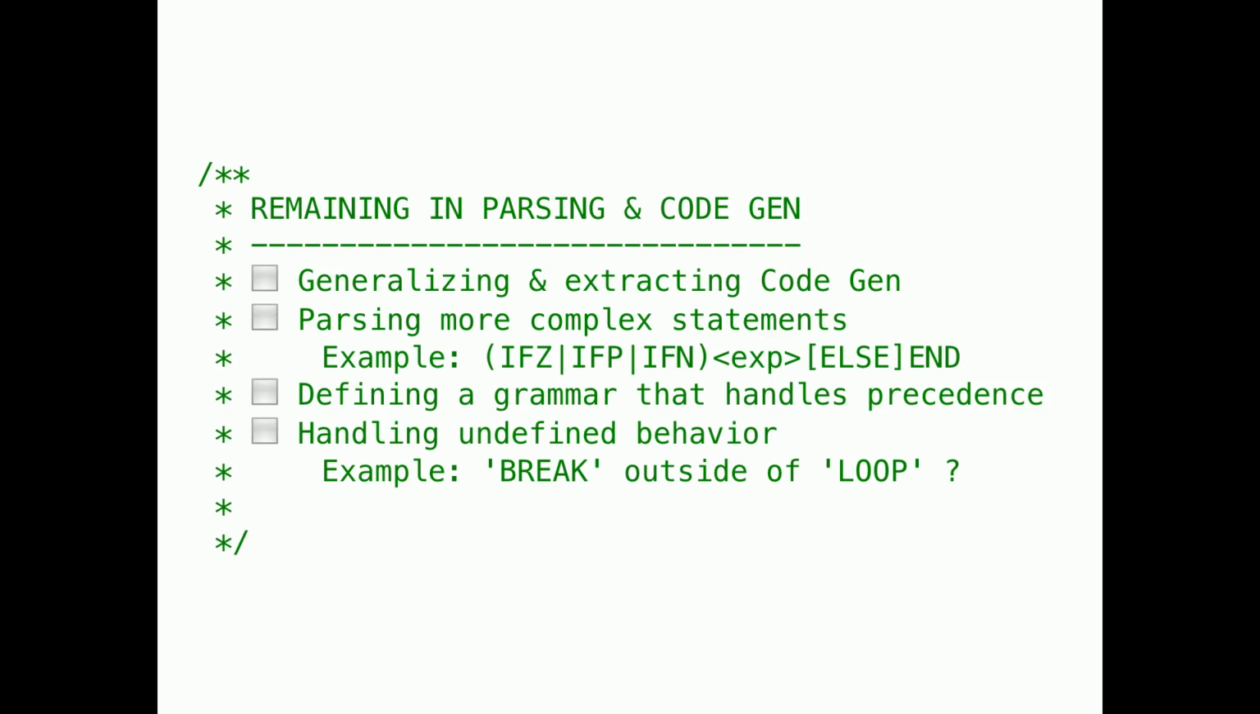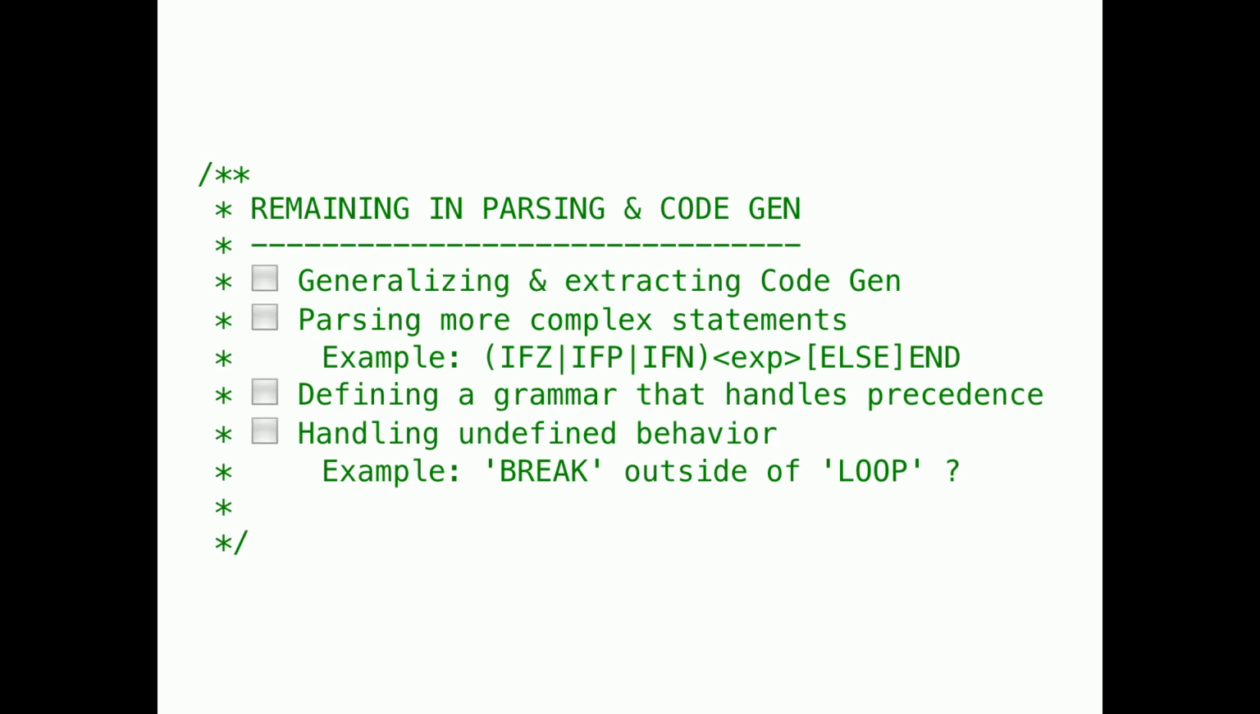Like the conditional statement has an optional else branch. How do we deal with that? How do we define a grammar that handles operator precedence? This is an interesting one, right? So we have these rules about mathematical operators and how they execute. I would have loved to have talked about how you do that, but there just wasn't a ton of time.